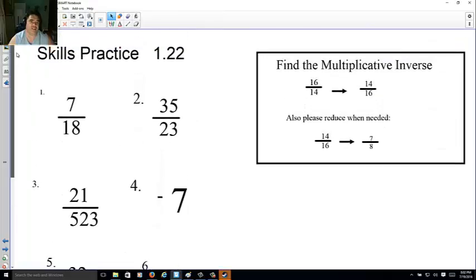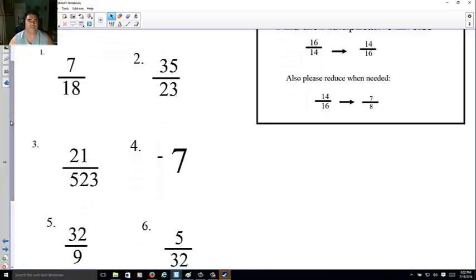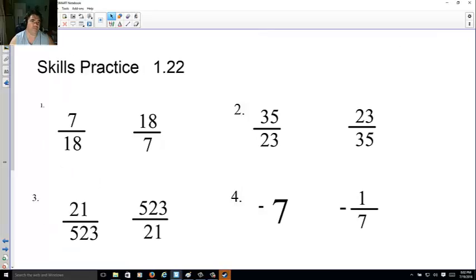Take a look here. We have 6 total. Remember the multiplicative inverse to help you here. Go ahead and pause. See how you did.